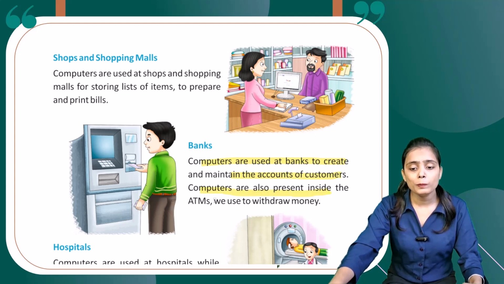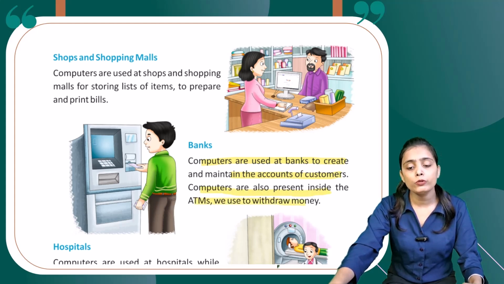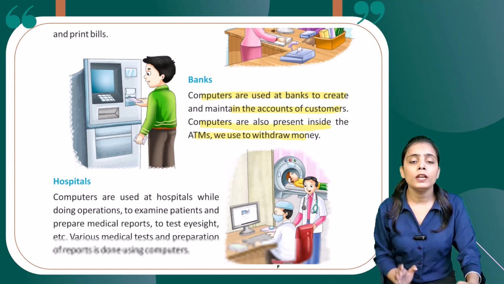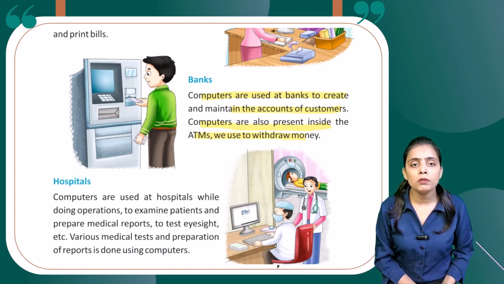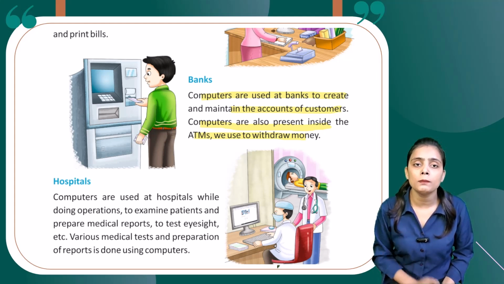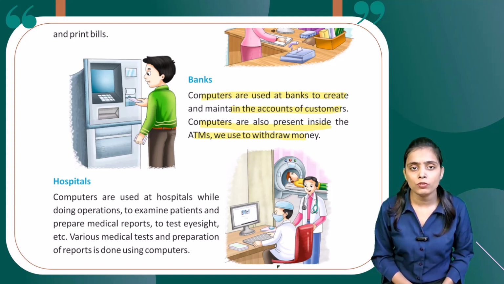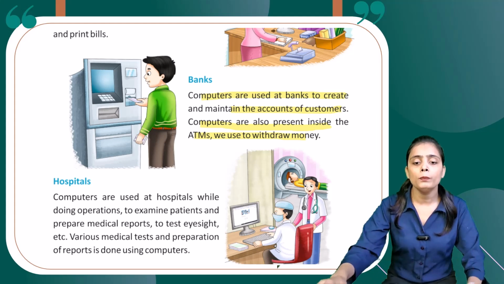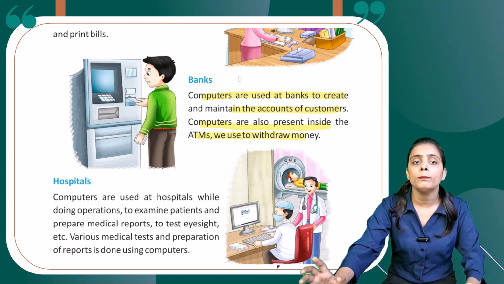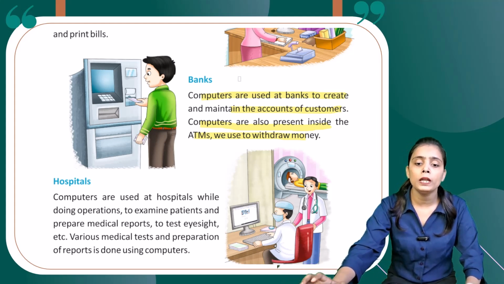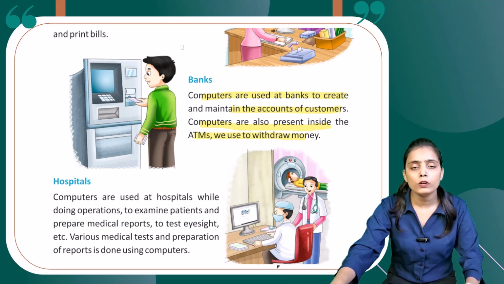Computers are also present inside the ATMs we use to withdraw money. Now children, you must have seen an ATM machine. How does an ATM machine give you money? Because it is a type of machine, and a computer is present inside that machine which is processing everything happening on it. Okay, so here computer is also getting used at the banks. Why? Because to maintain and create the accounts of the customer.